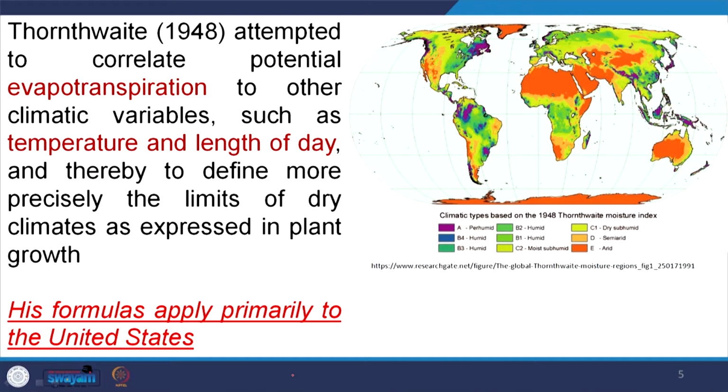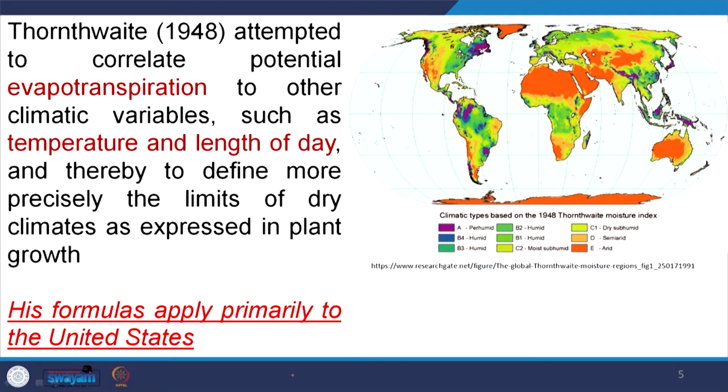Then Thornthwaite in 1948 attempted to correlate the potential evapotranspiration to other climatic variables such as temperature and length of the day, and thereby to define more precisely the limit of dry climate as expressed in plant growth. His formula, however, was restricted to the United States only. But here two things are to be marked: other parameters also affect the climatic condition. One is the temperature and another is the length of the day. Length of the day also plays a major role.